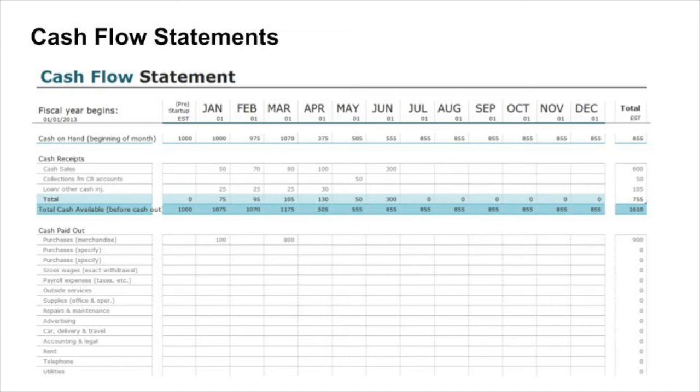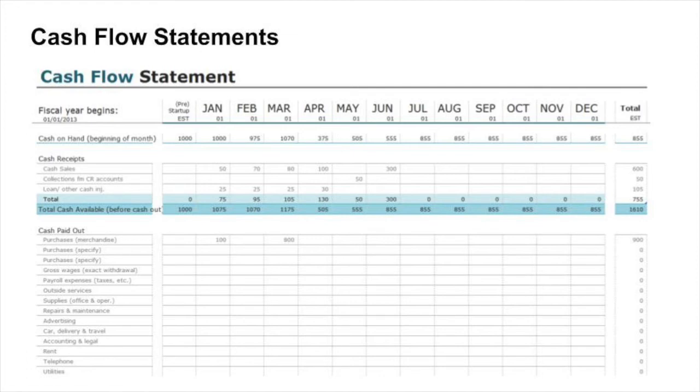In March, you had cash sales of 80. You had a loan coming in at 25. So 1,070 plus 80 plus 25 is 1,175. And then you made some purchases of 800. So 1,175 minus the 800 means you've got 375 left. There are no other expenses or other cash out in March. So you'll see on the 1st of April, you have $375 in the bank.